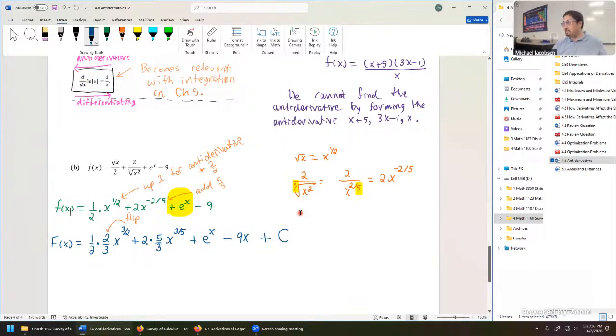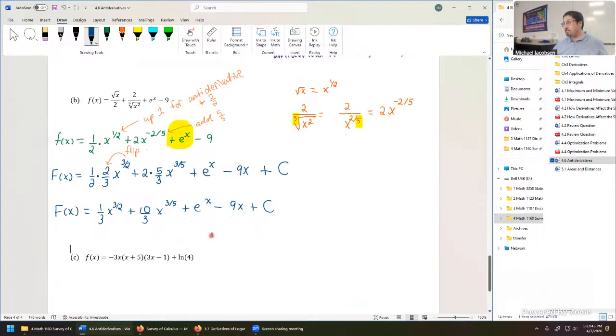Well, we've got that down. We just need to simplify this further, f of x. We do a cancellation. The 1/2 times 2/3 gives us just a 1/3. X power 3/2 plus 10/3 x power 3/5 plus e to the x minus 9x plus our constant of integration c. So there's the full process. We have our entire total antiderivative.